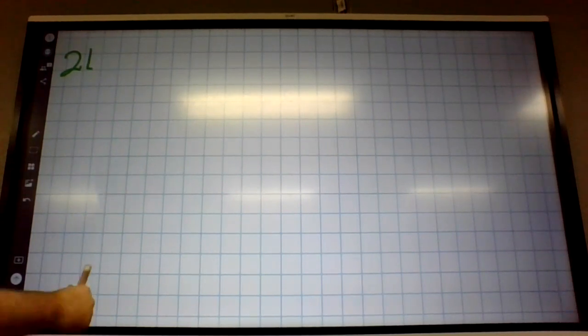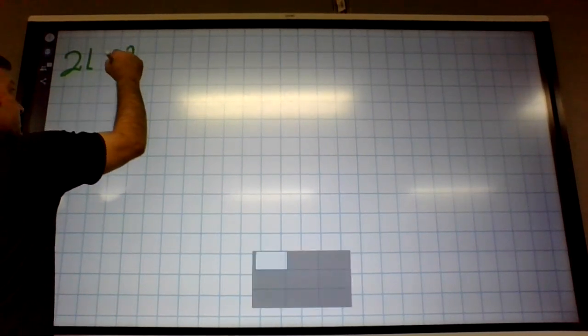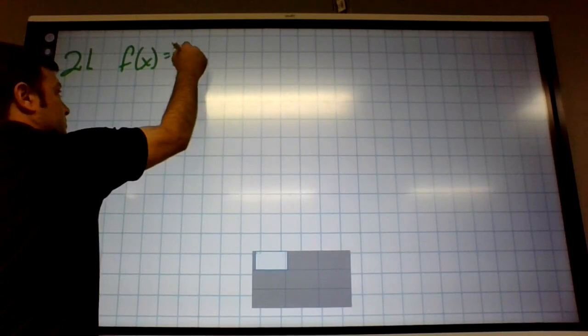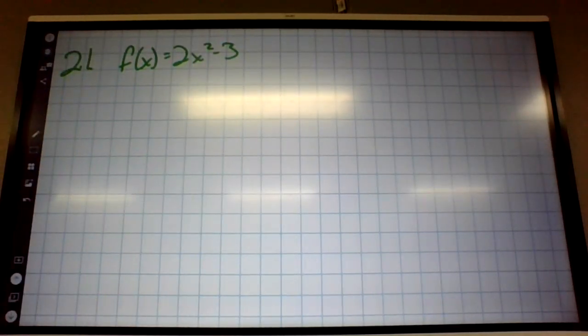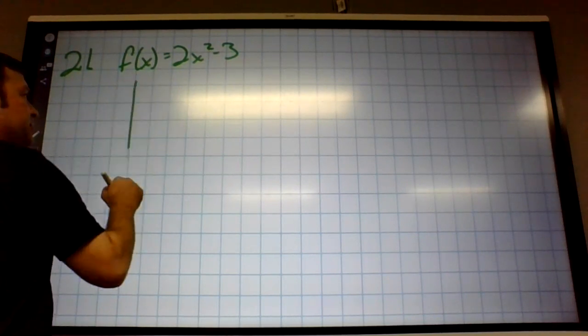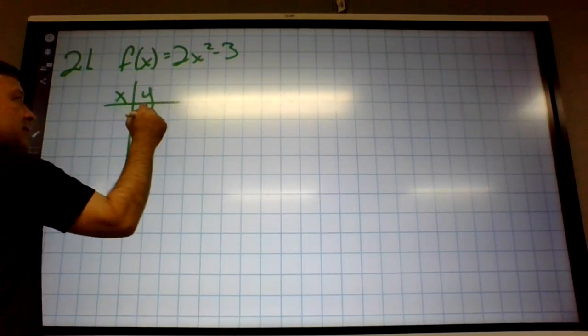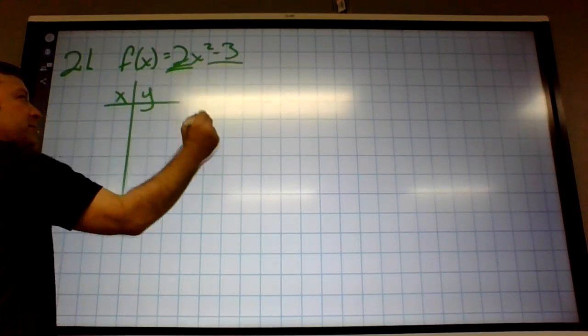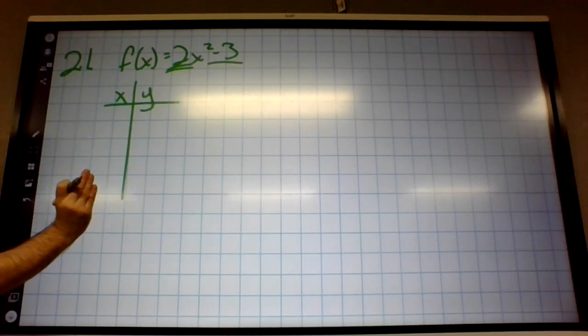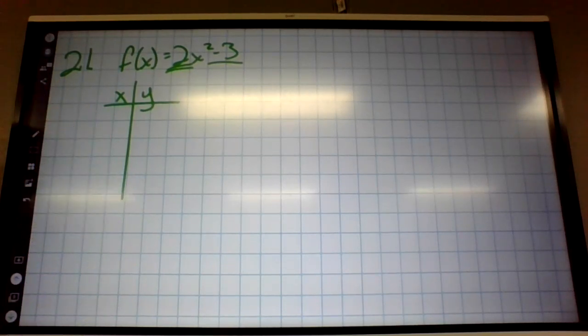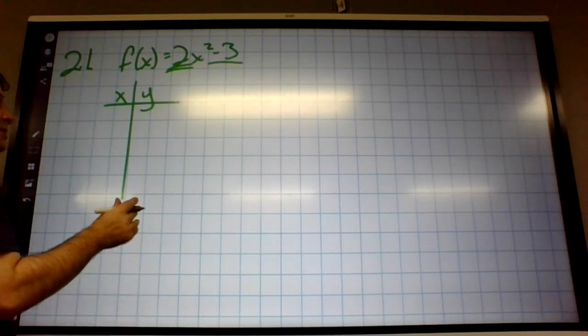21 says 2x squared minus 3. Okay, what's the minus 3 going to do to the graph? Moves it down 3. What's the 2 going to do to the graph? Makes it go up twice as fast. So it's going to start lower and it's going to go up fast. So kind of low and then skinnier.